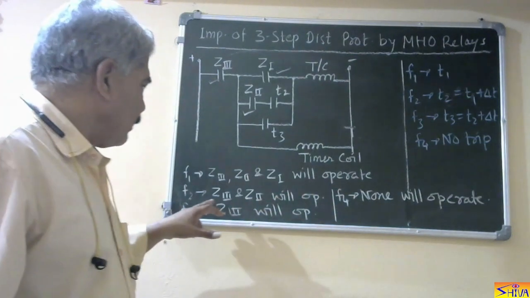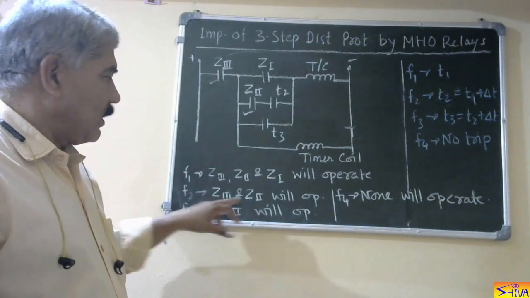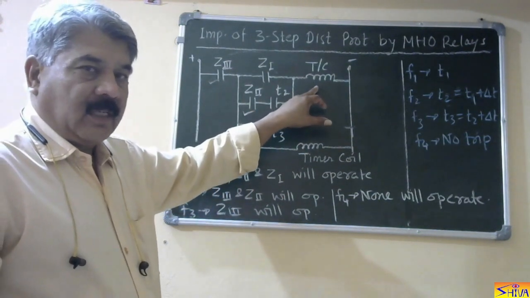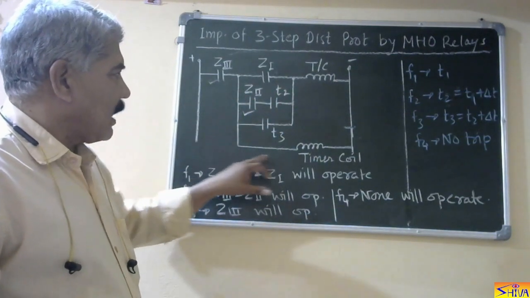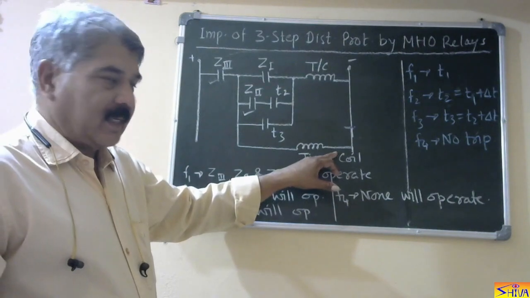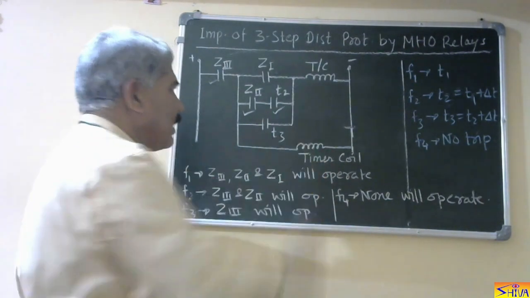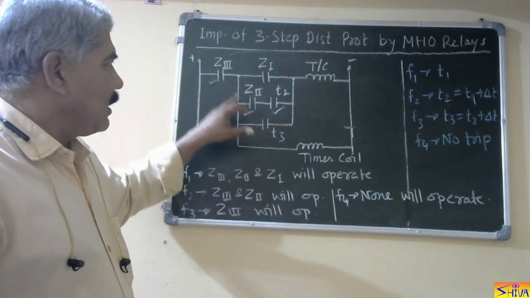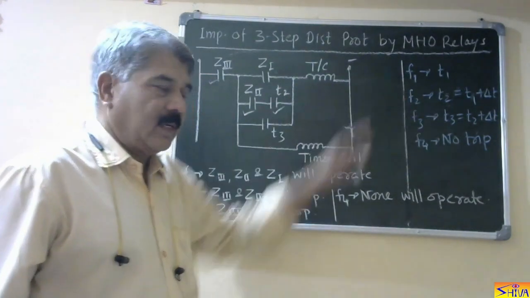For fault F2, Z1 will not operate. Z2 and Z3 will operate. So Z2, Z3 are operated, and the trip coil is not energized instantaneously. Now as Z3 is operated, the timer coil or timer circuit will be energized. After time T2 seconds, this contact will close. So now the trip coil will be energized through Z3, Z2 and T2. So our requirement is fulfilled.